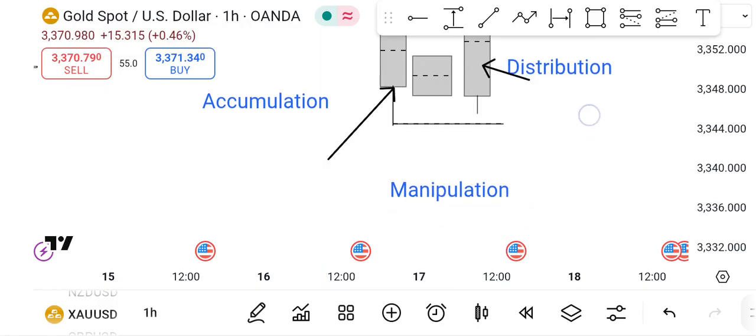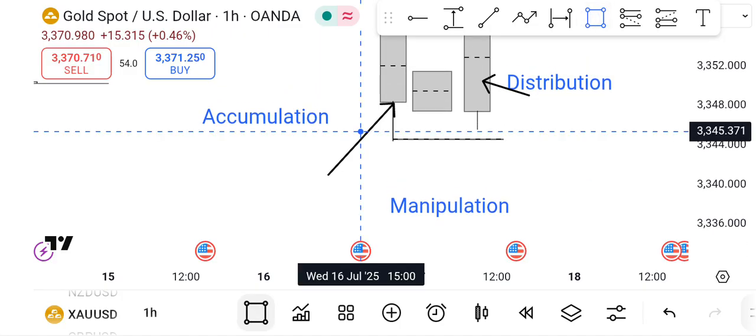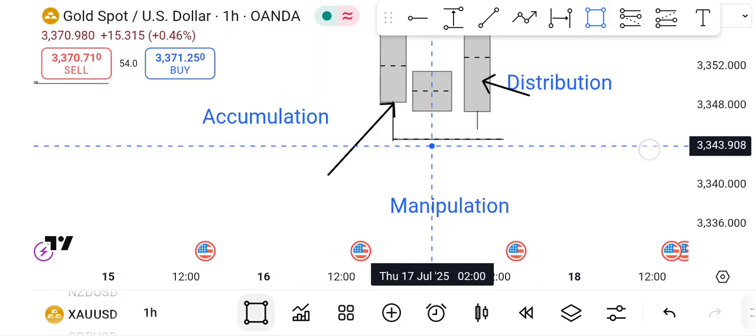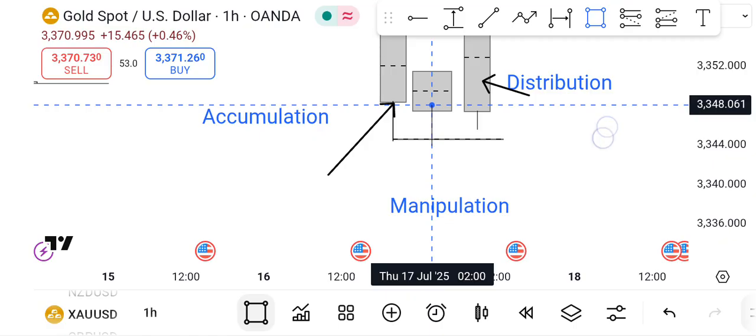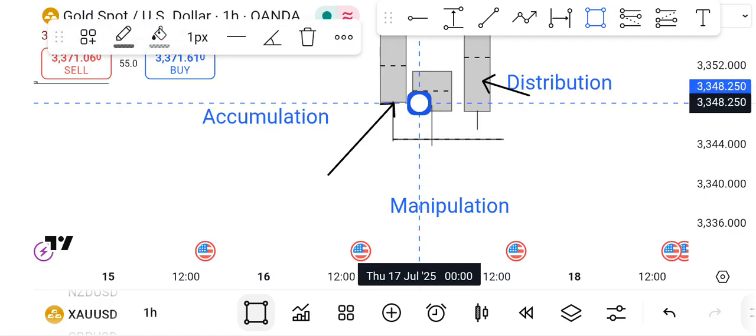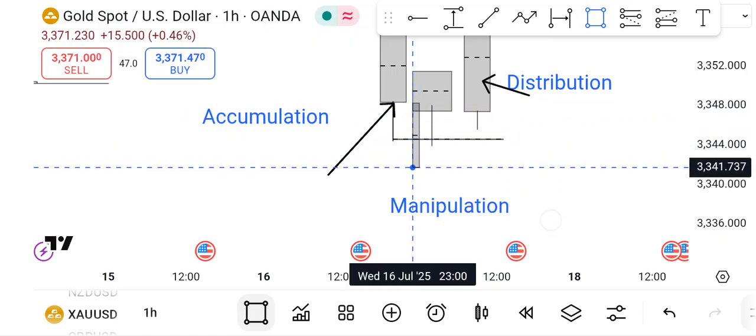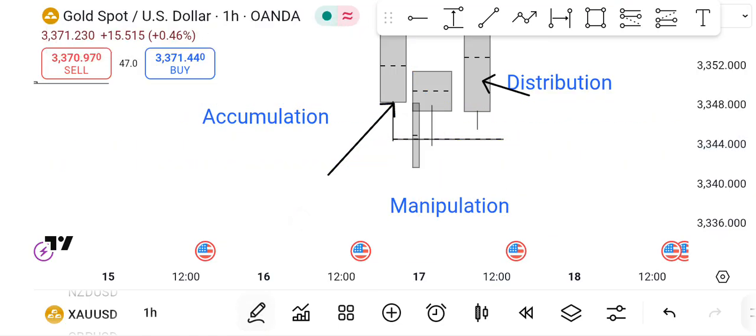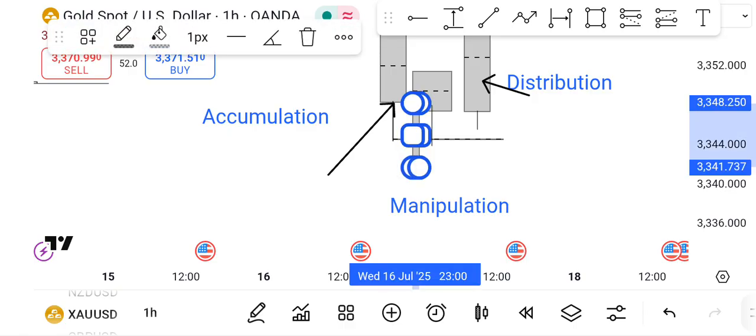CRT can be invalid when the manipulation candle, this one, closes above or below the accumulation candle. When this manipulation candle closes above or below the accumulation candle, that CRT is invalid, and it means the market continues with the trend.